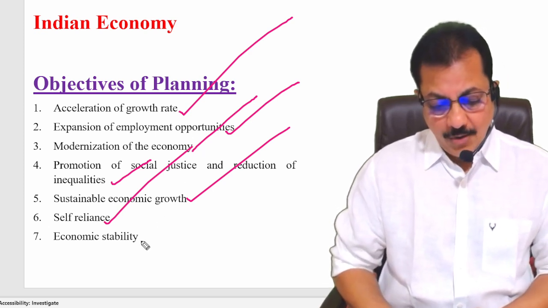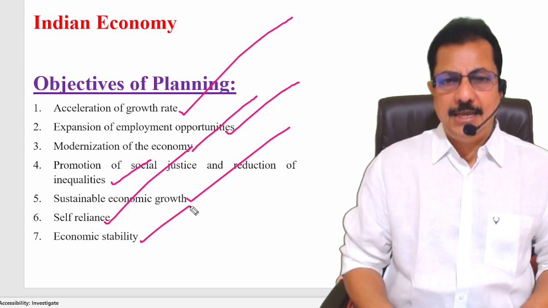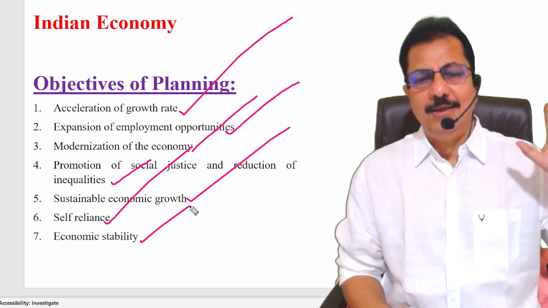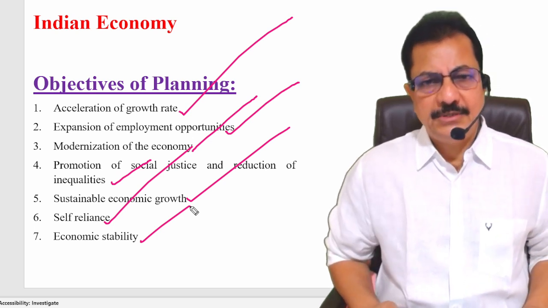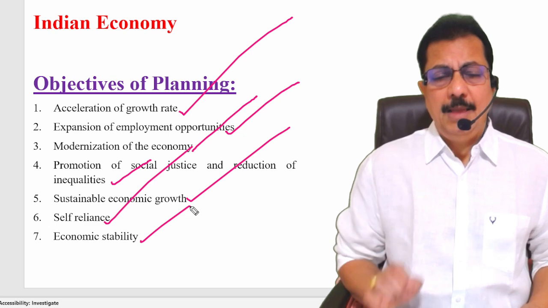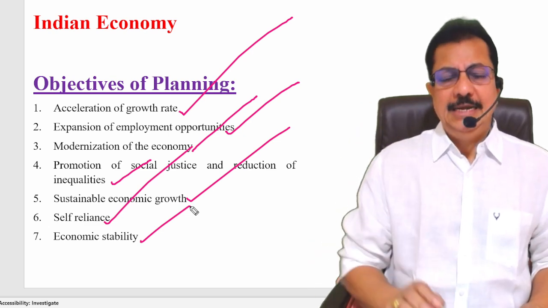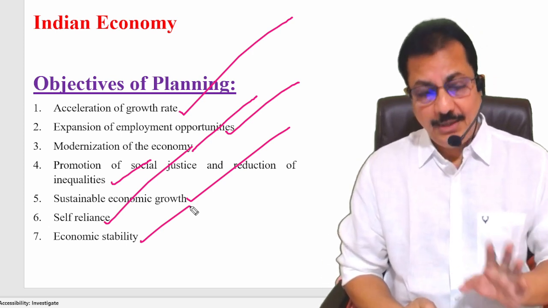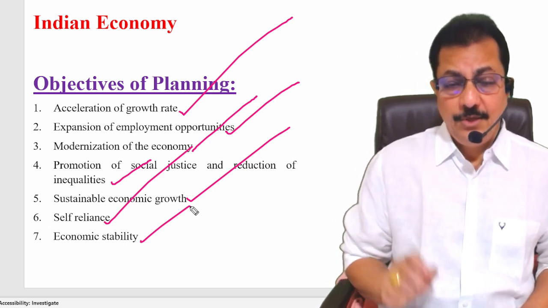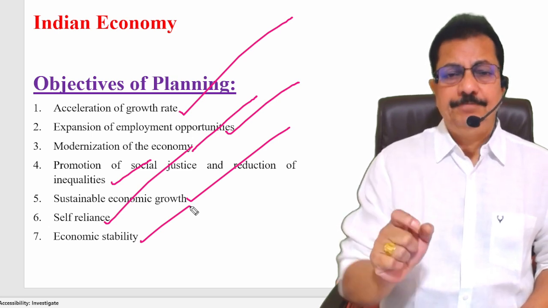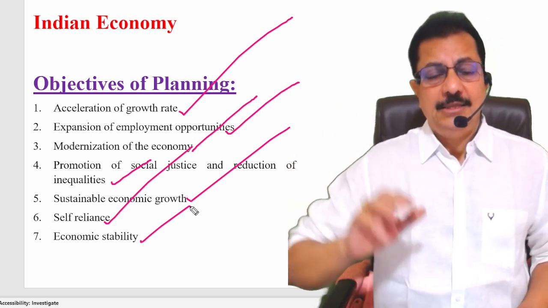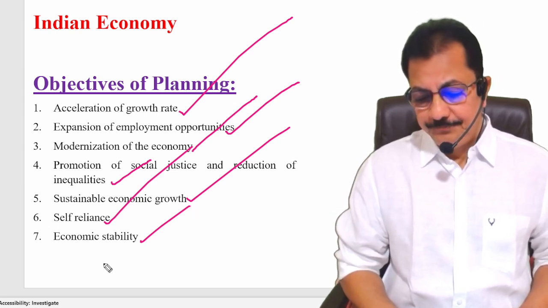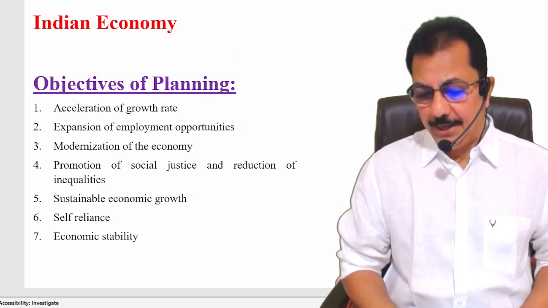Next is economic stability. The economy has to be stable. There should be no inflation. Inflation will badly affect the entire system and the people will suffer very badly. Similarly, employment opportunities must grow, industries must grow, agriculture must be sustainable, then only that is considered to be economic stability. Without too many disturbances, the economy has to move forward. That is called economic stability. Am I clear? So this is about the points regarding the objectives of planning.